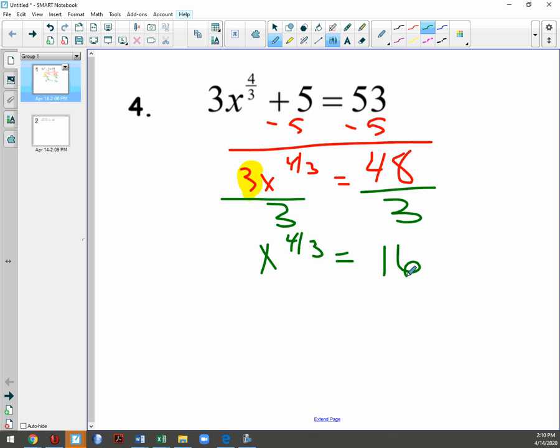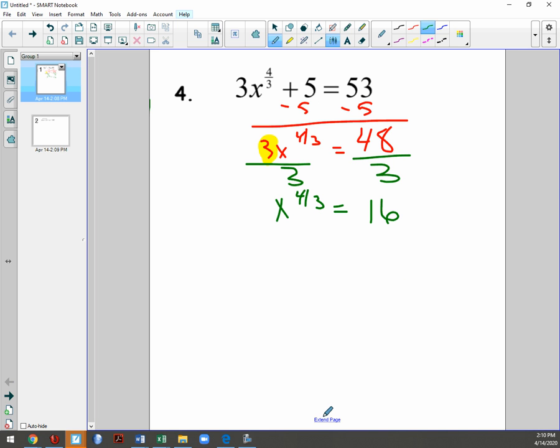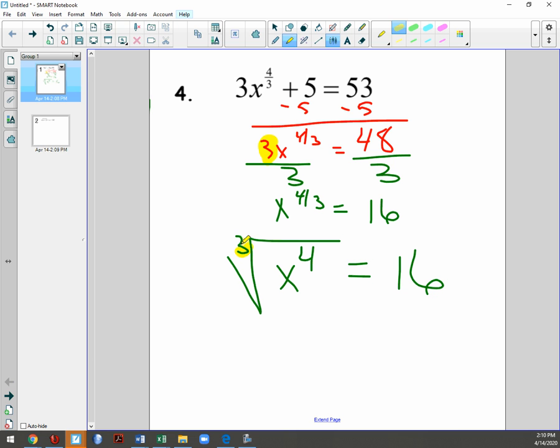Then we're going to go ahead and write this and get it out of power over root format. We're going to write this as a radical. The power is 4, the root is 3, and that equals 16. Now, you can do either the root first, or you could do the exponent first. And this time, I'm going to get rid of the power first.